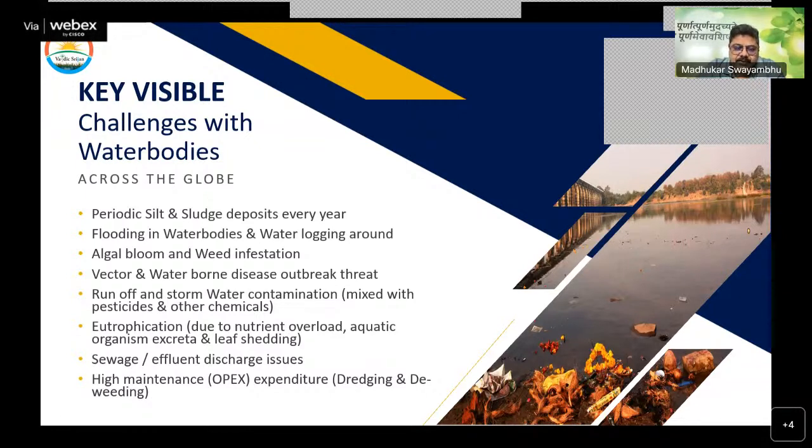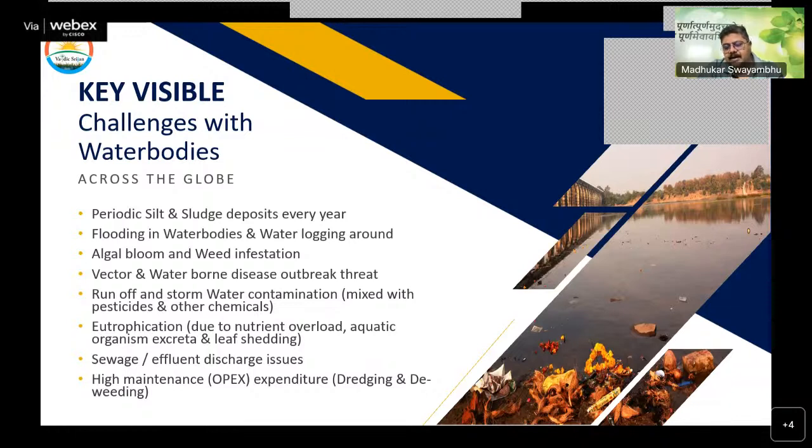All the natural surface water bodies have similar problems. The problems are periodic siltation and sludge deposit, flooding of the water bodies, water logging around the water bodies, algal bloom, weed infestation, outbreak of vector and waterborne diseases, eutrophication, runoff water and storm water getting into it, sewage or effluent discharge getting into it, and maintenance is a very high operational cost and very high maintenance cost.